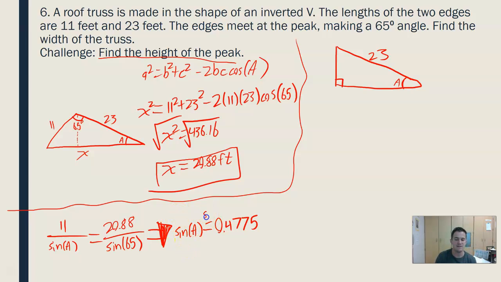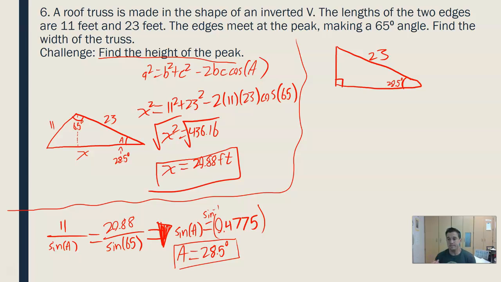When I do the inverse sine of both sides here, in order to solve for A, the inverse sine of 0.4775 is 28.5 degrees. So this angle right here is 28.5 degrees, which means this angle right here is 28.5 degrees.